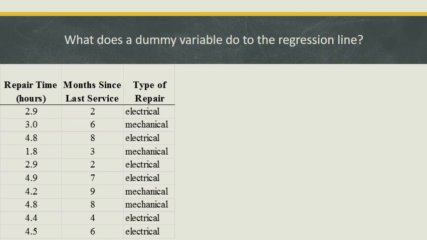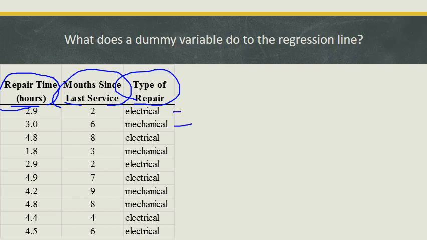Okay, now that we know how to make indicator variables, let's see how they work in regression models. This data set is about car repairs, and the y variable is the time in hours needed to fix the car. The first x variable is quantitative, and it is the number of months since the car's last repair. The second x variable is categorical and is about the type of problem the car has. And there are two possible categories, mechanical and electrical.